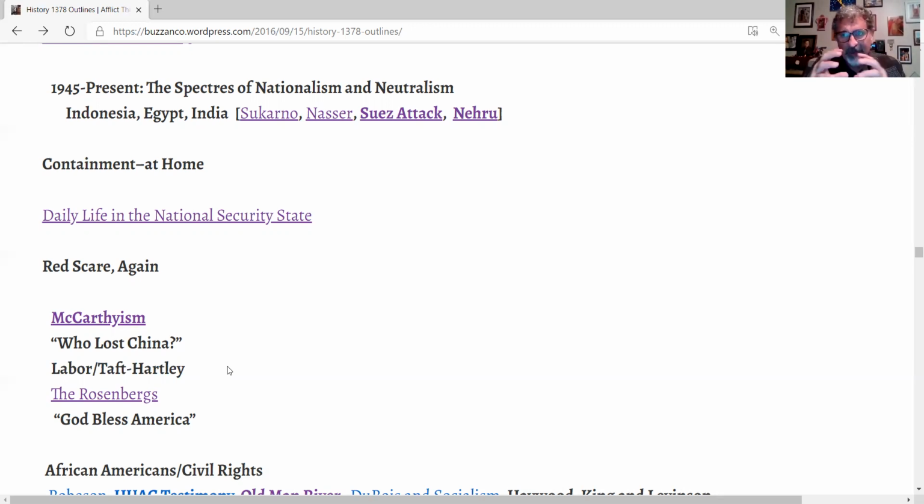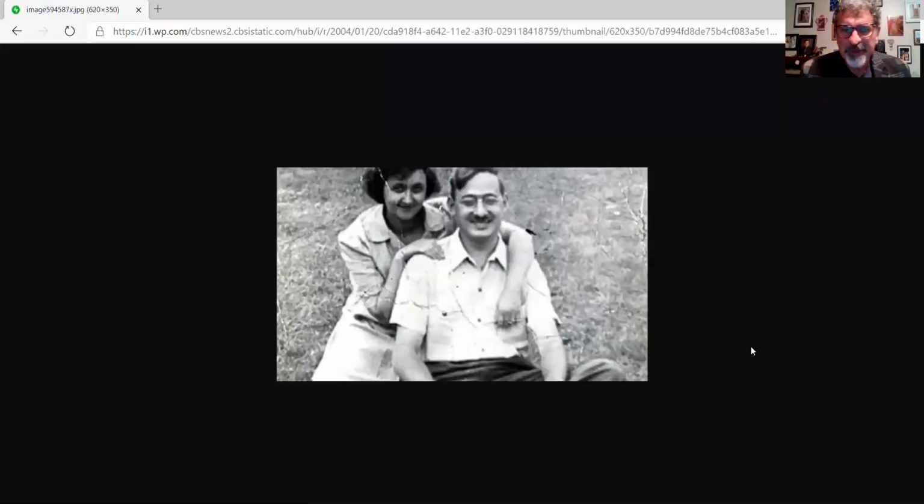And they even had kind of a showcase trial about that, involving these two people, Julius and Ethel Rosenberg. Julius and Ethel Rosenberg, in fact, were communists, and they, in fact, had contacts with the Soviet Union. After World War II ended, they were arrested because the U.S. government said that they had gotten information about the U.S. atomic bomb and given it to the Soviet Union. So they were accused of being spies for the Soviet Union.